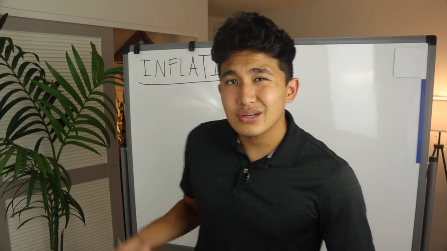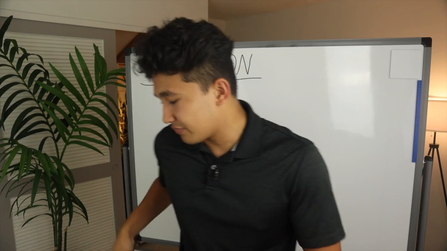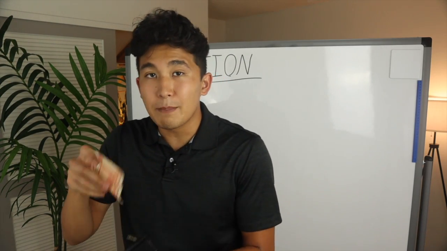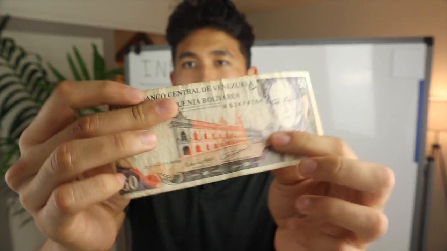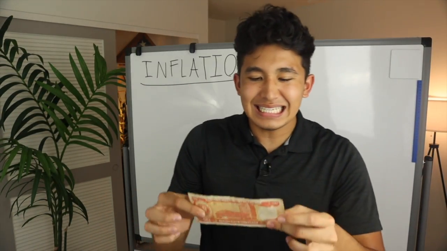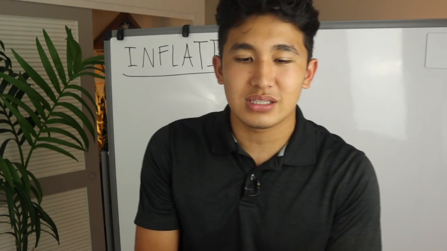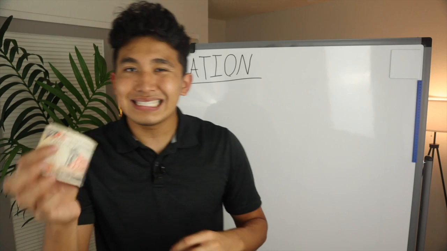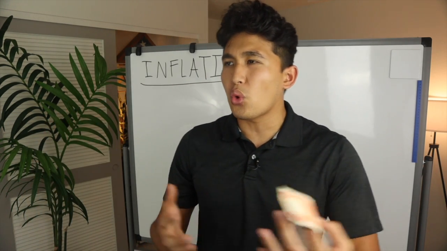So before I get into inflation, I want to show you something special, and it's here in my wallet. I have a special bill from, let's zoom into this right here. Boom. Venezuela, printed in 1998, a 50 bolivares. Probably not pronouncing it right, but that's okay for this video. This in 1998 could probably buy you, let's just say, a small lunch or a snack.